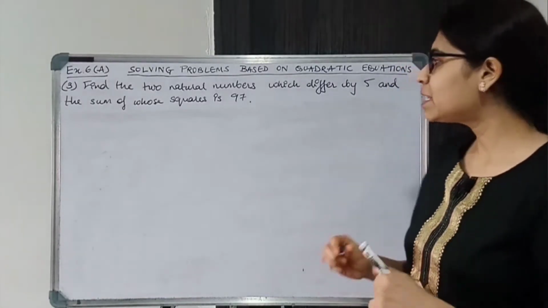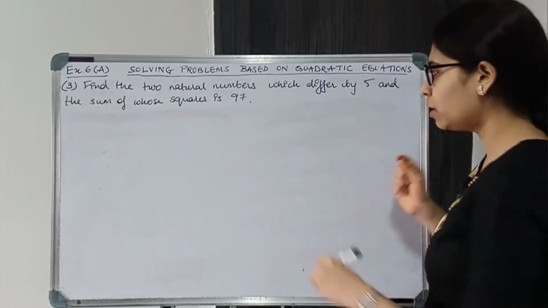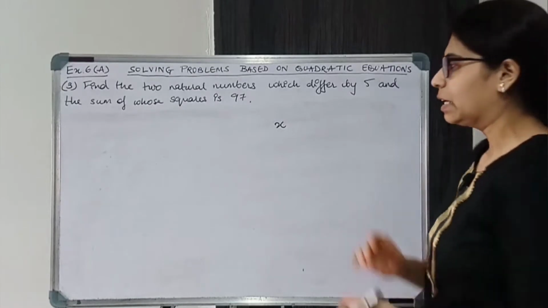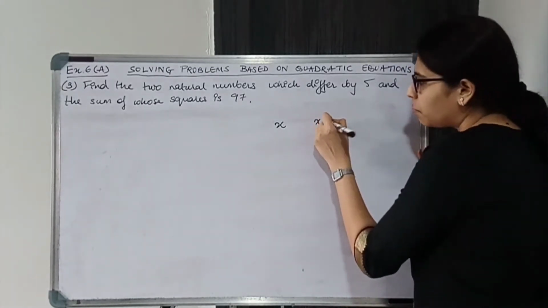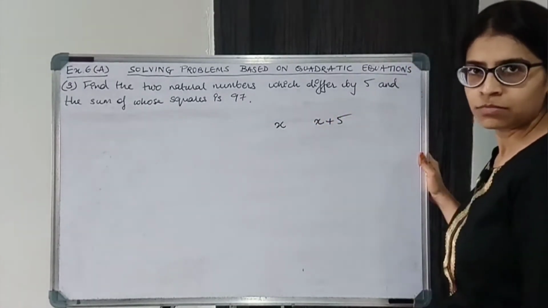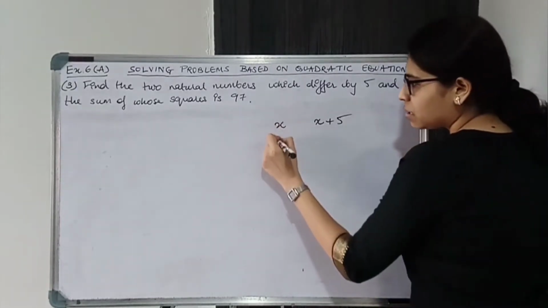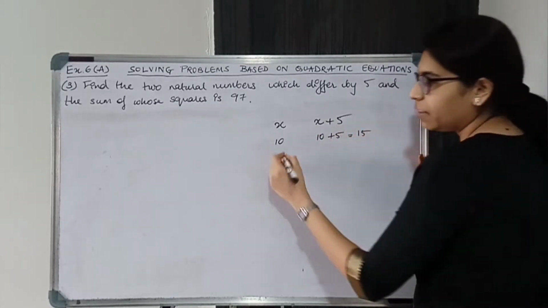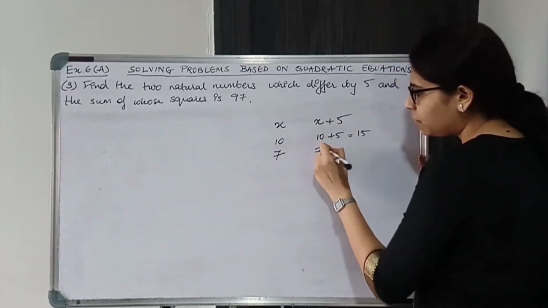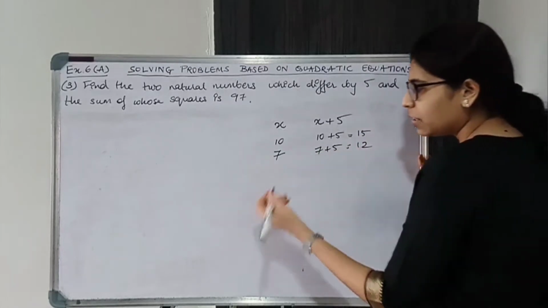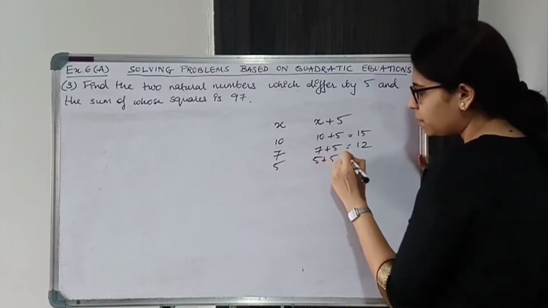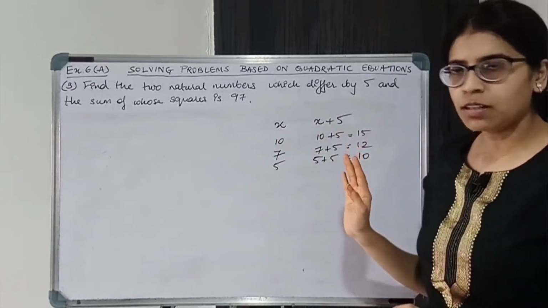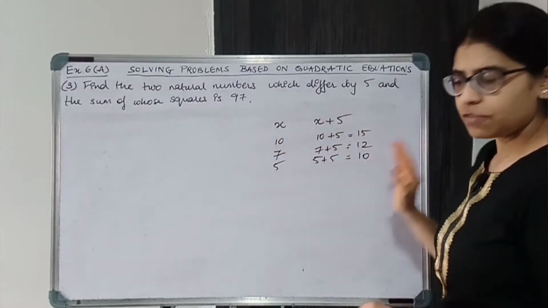So let's say one of the numbers is x. दूसरा क्या होगा? It will be x plus 5. If this is 10, then this will be 10 plus 5, that is 15. If this is 7, then this will be 7 plus 5, which is 12. If this is 5, then this will be 5 plus 5, that is 10. So the difference is 5. So you can take x and x plus 5.